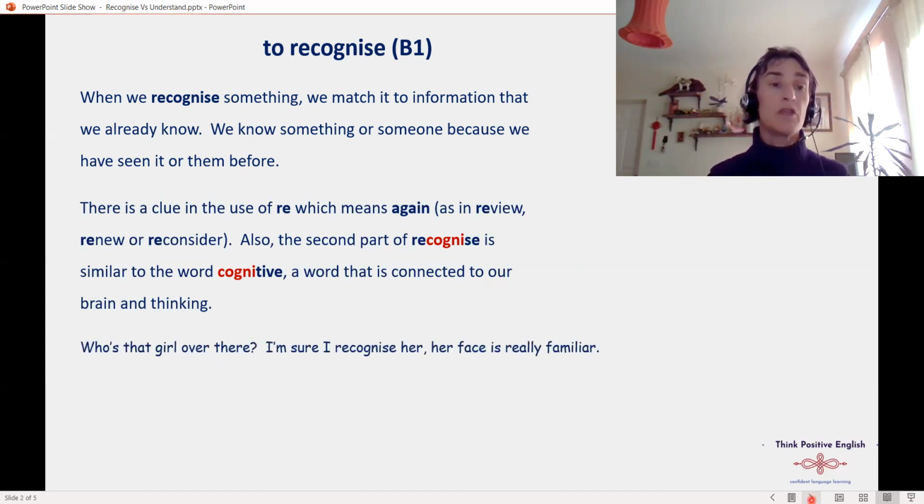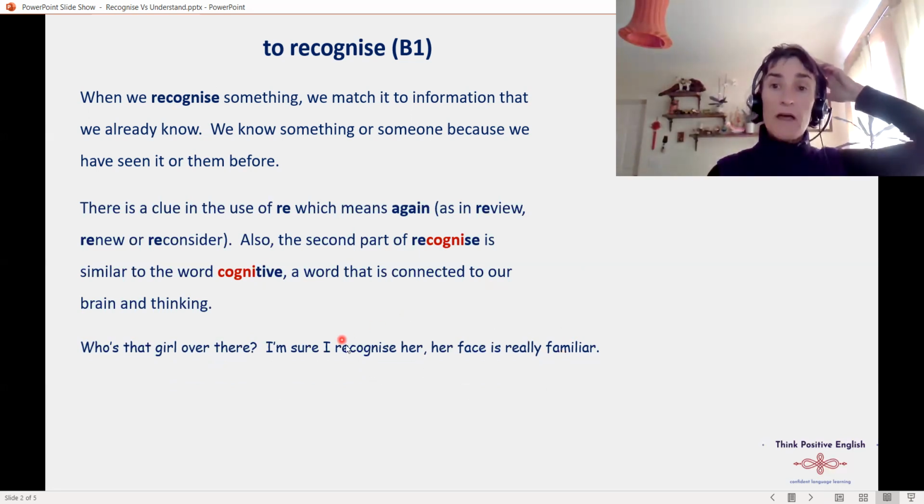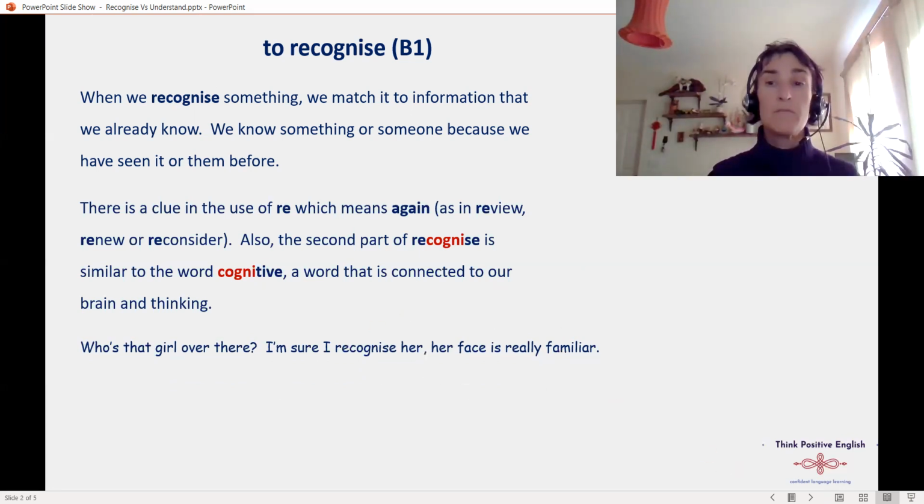Three examples for you. Who's that girl over there? I'm sure I recognize her. Her face is really familiar. So if something's familiar, you have the information in your head already. Therefore, you can recognize her. Maybe you don't remember her name.